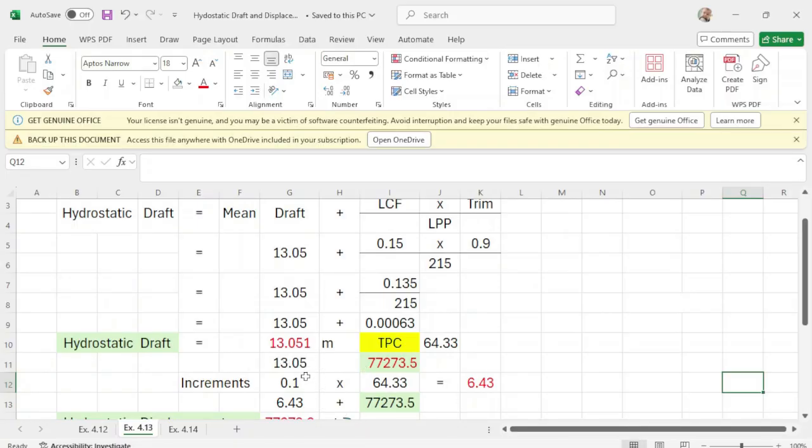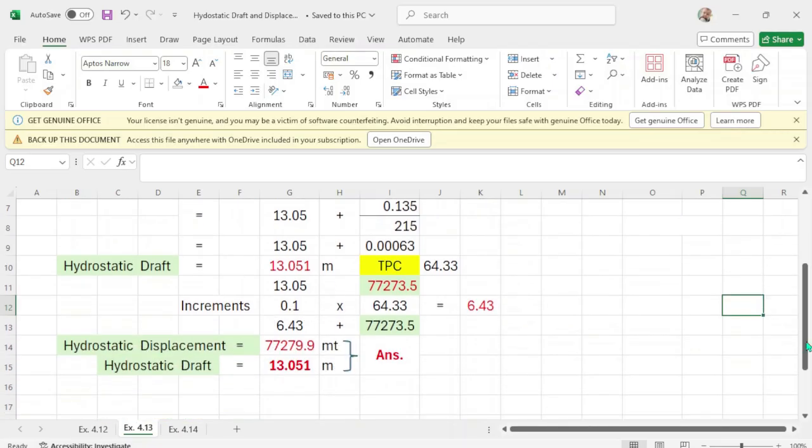Then what you do, you have one remaining, put it here, multiply with your TPC of 64.33, that will be 6.43. With this 6.43, you add this one, displacement of 77273.5. Your displacement for 13.051 is 77279.9. Okay, so we'll confirm this one. This is correct.